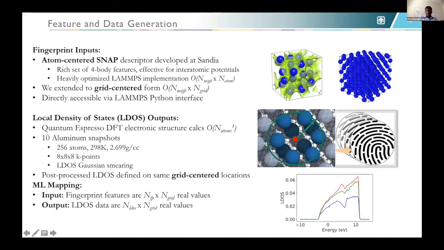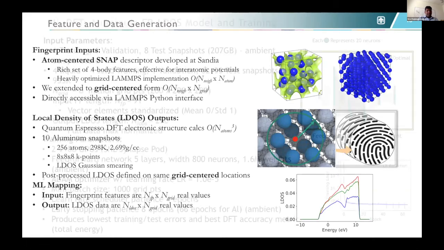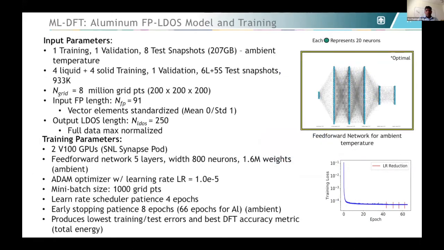There are three LDOS vectors that we are showing there. And the SNAP fingerprint is based on a cutoff value around the neighborhood of influence. And that is our input, and the LDOS values are our output. With that, we can use this input and output and train a neural network. And the neural network here is a standard feedforward neural network with five layers in it.